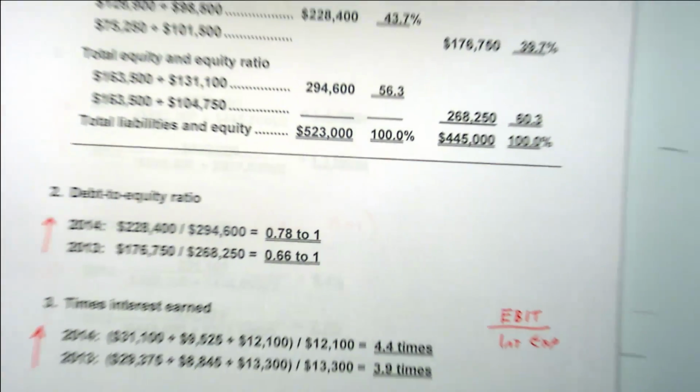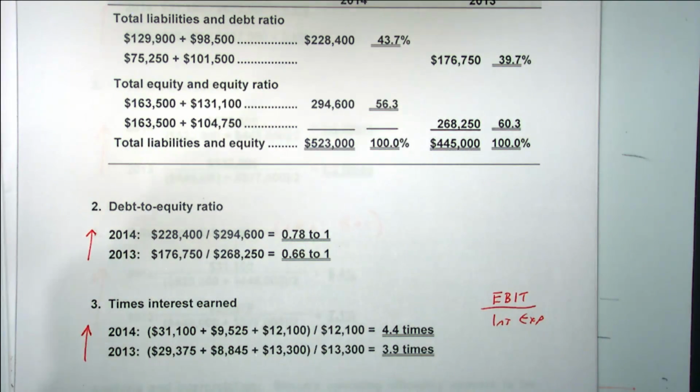Okay. Let's do the last one, which is 17-11. And they're asking us about this data. Evaluate the efficiency and profitability by computing the following for 14 and 13. The profit margin ratio, the total asset turnover, return on assets. Okay, let's do that.